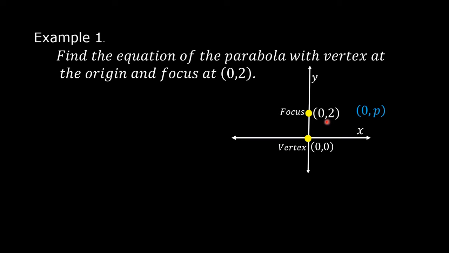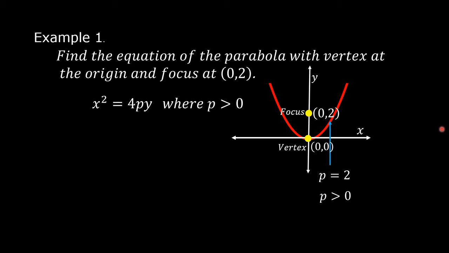This is in the form of 0, p. p is equal to 2 and p is greater than 0. If the focus is on the y-axis and p is greater than 0, then the parabola opens upward, and its equation is in the form of x squared is equal to 4py, where p is greater than 0.